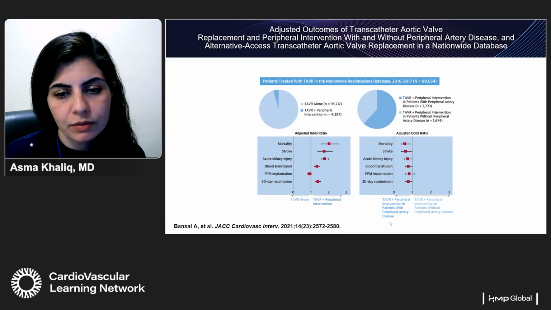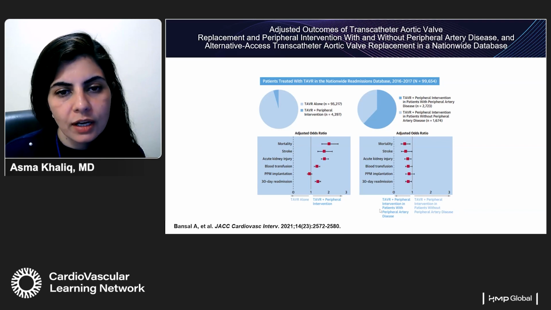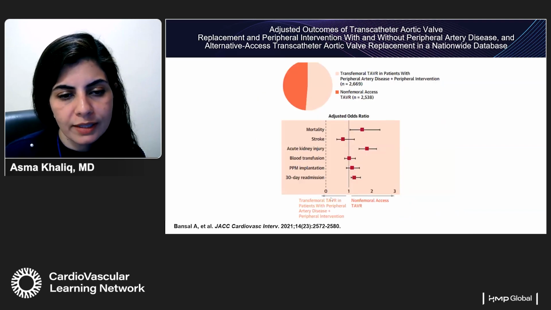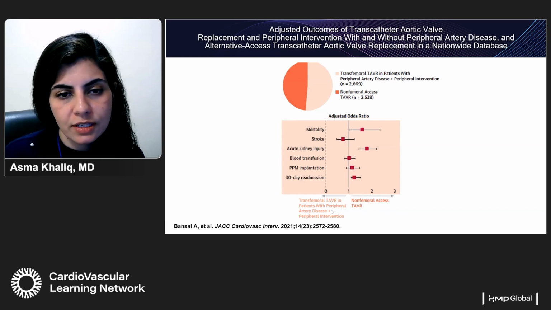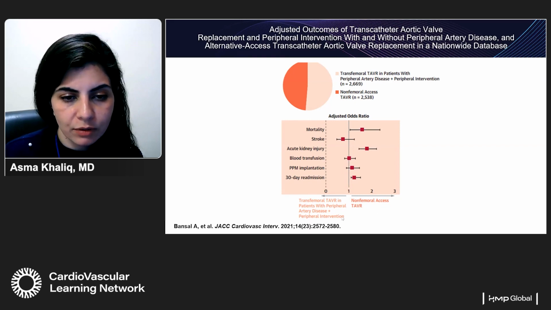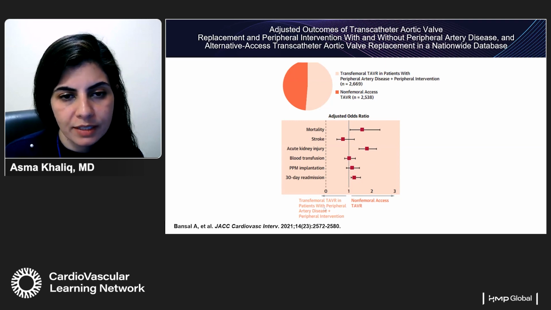And then again, they showed that patients who had peripheral interventions and needed TAVR in the setting of PAD were worse than those who just needed peripheral interventions for bailout. However, if you look at the patients who had PAD and needed peripheral interventions versus the patients undergoing non-femoral TAVR, as you can see here, non-femoral TAVR does worse than the patients who had TAVRs with PAD needing peripheral interventions in almost all areas except stroke.